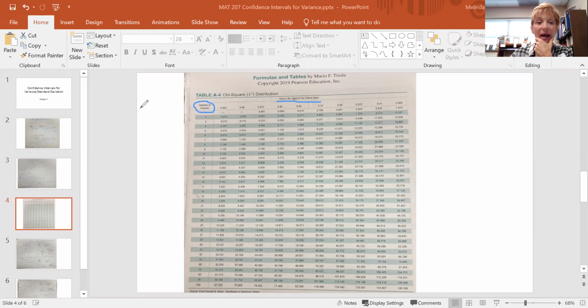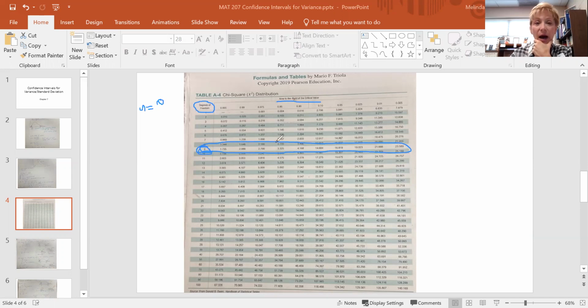So if you had a sample size, for instance, of 10, then your degree of freedom would be n-1. So you'd be on row 9 right here. So you would know that you have narrowed it down to numbers in this row. Okay, this row 9. All right, so that tells you what row.